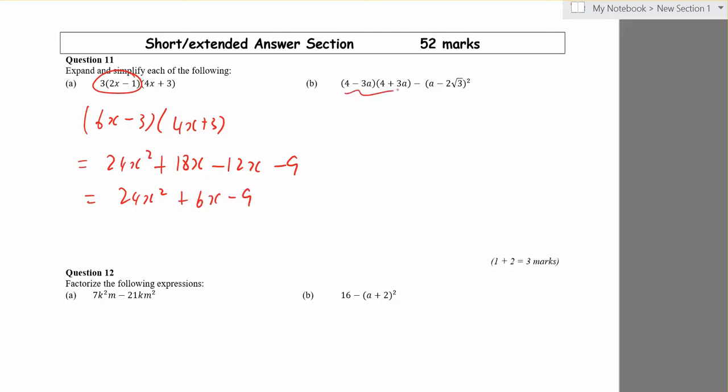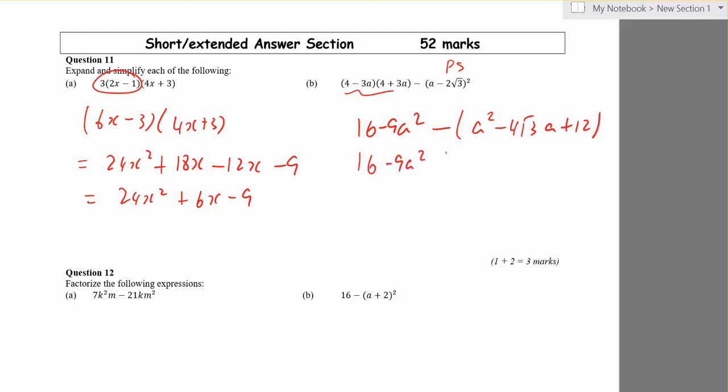Next one, that's a difference of squares pattern. So we go 16 minus 9a squared. I expand this as a perfect square. So negative first term squared. First term times second term. So a times negative 2 root 3 is negative 2 root 3a. Double that. So negative 4 root 3a. And then I square the second term, which is negative 2 root 3 squared, the same as 4 times 3, which is positive 12.